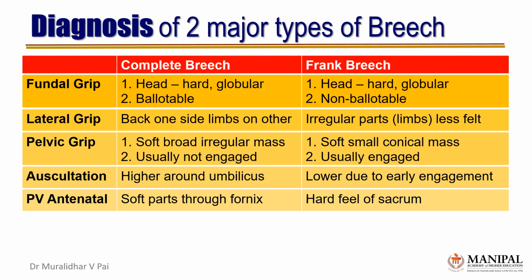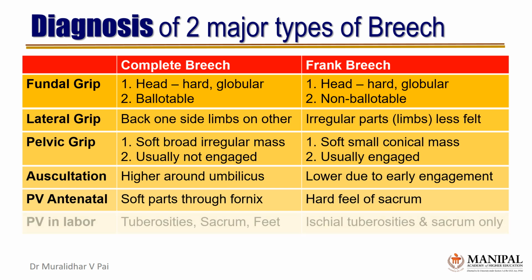On per vaginal examination, one can feel soft parts through the fornix during the antenatal period in complete breech, whereas the hard sacrum is felt in a frank breech. In labor, on vaginal examination, one can feel the tuberosities, sacrum, and two heels of the feet. So totally there will be 5 points, whereas in frank breech one can only feel the two ischial tuberosities and maybe the coccyx.